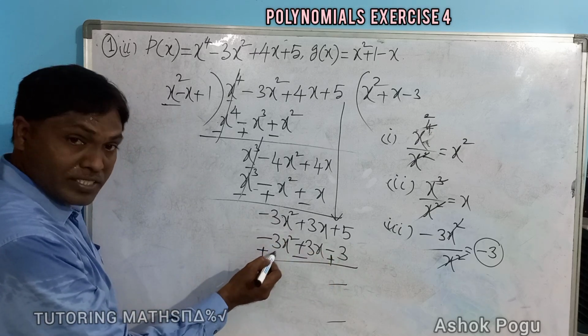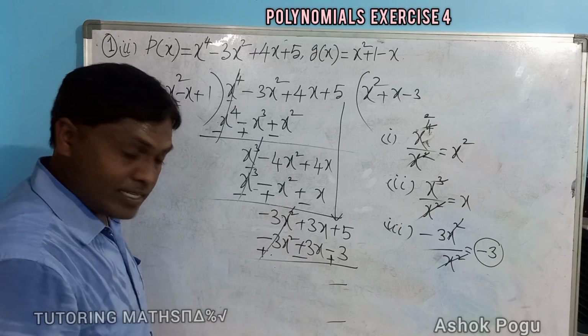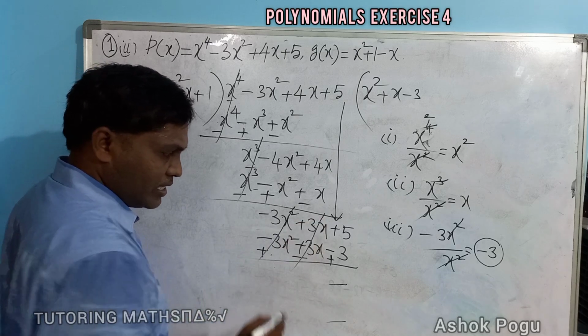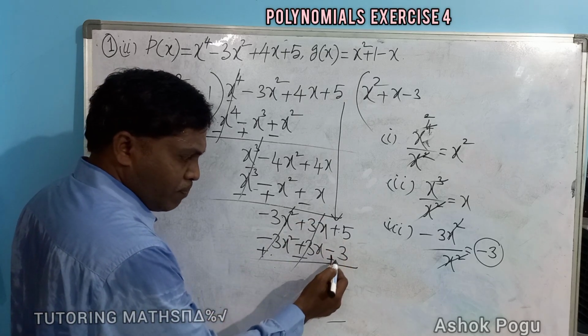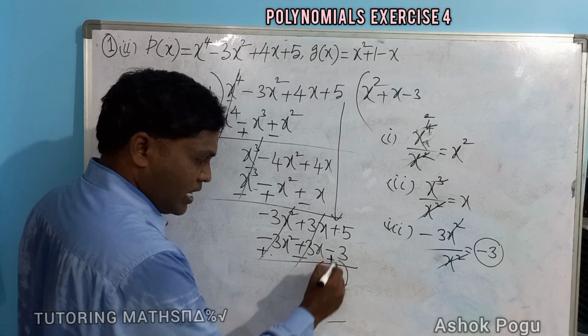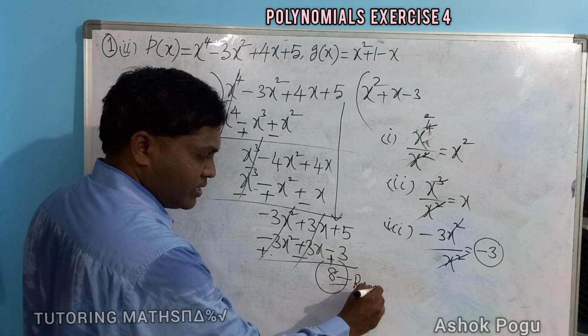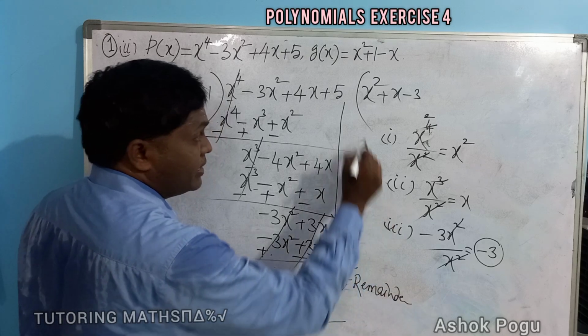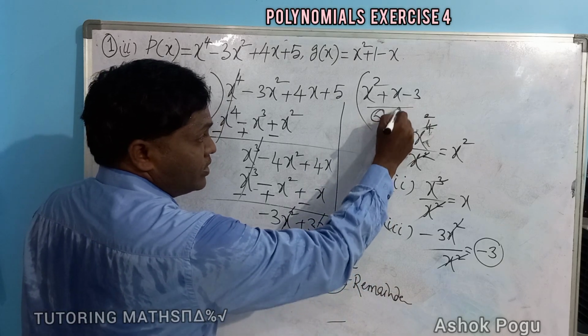Minus 3x square plus 3x square, they both get cancelled. Plus 3x minus 3x, both get cancelled. Plus 5 plus 3, both are positive. 5 plus 3 is 8. And it is the remainder. And this is the quotient.